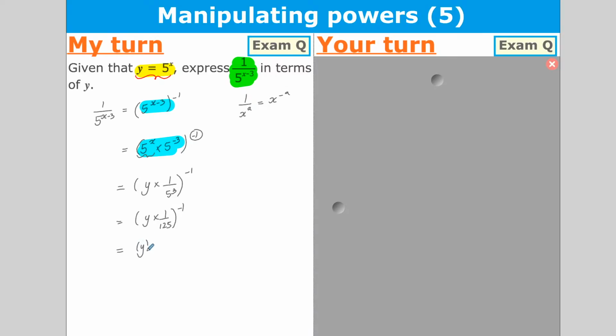So we can write this as y to the power of negative 1 multiplied by 1 over 125 to the negative 1. Now, hopefully you'll remember what we did earlier. Remember, when I've got 1 over a number to the negative 1, I can just flip it and I get 125. And y to the negative 1 is just 1 over y. So that's 1 over y multiplied by 125, and you tidy that up as 125 over y. Or another way of writing it is 125 y to the negative 1.